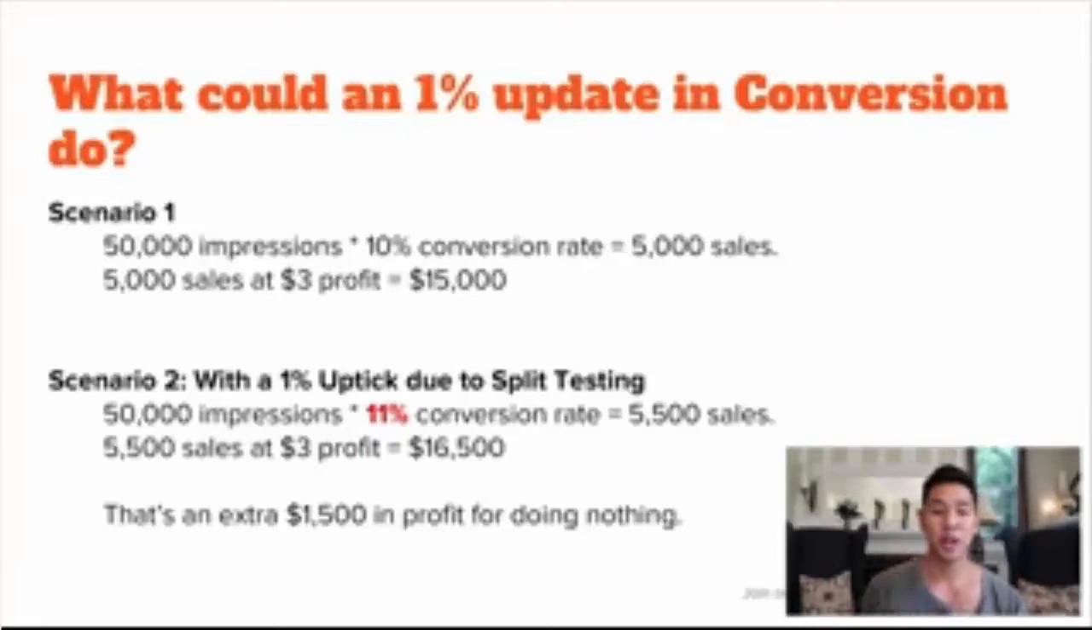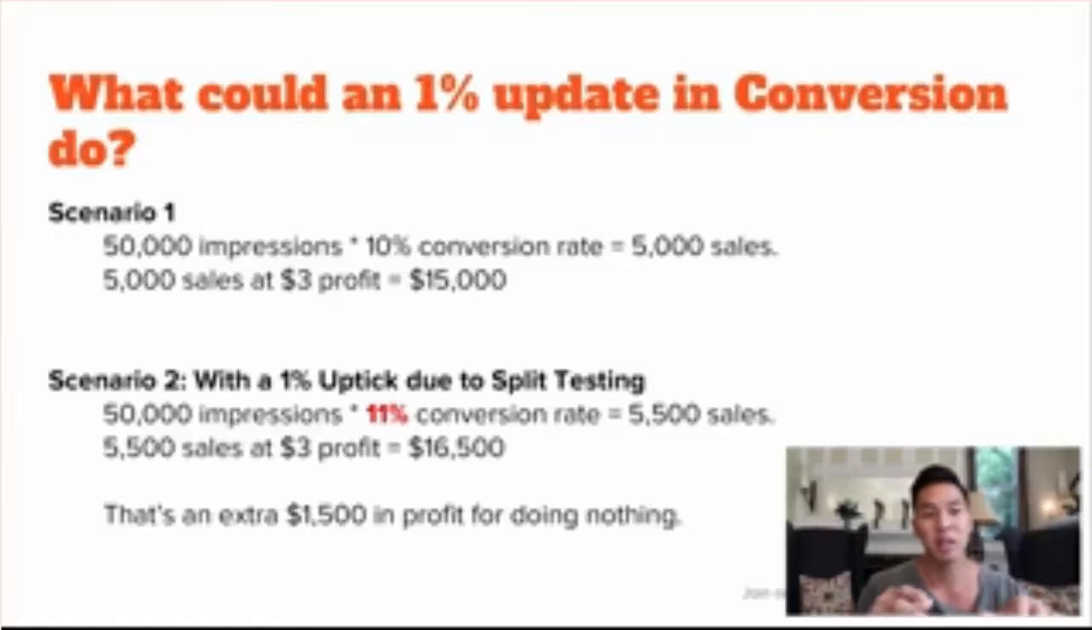So why is it so powerful to have an uptick in conversions, even if it's just 1%, right? So for example, in scenario one, you have an item that gets 50,000 impressions, which is traffic, which means how many people visit your product page, right? And then you have a 10% conversion rate. So the conversion rate means 10% of the 50,000 people visiting your listing are buying it. So that means you have 5,000 sales, right? So with 5,000 sales, say a $3 profit, you're gonna have what? You're gonna have $15,000 in profit.